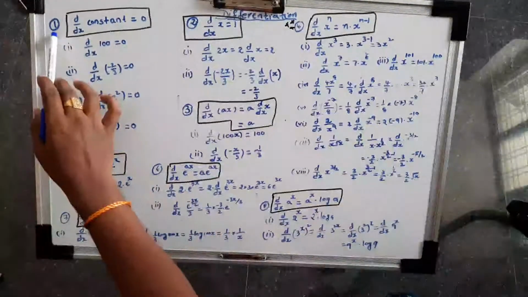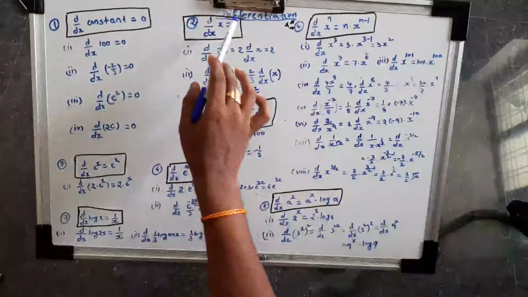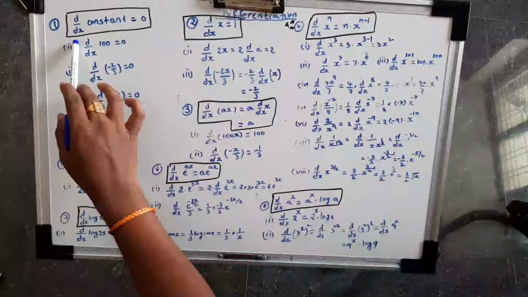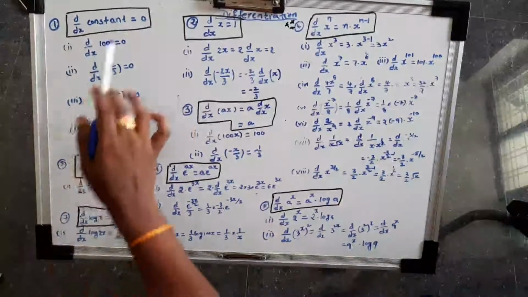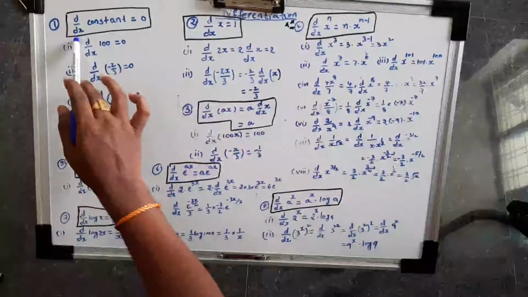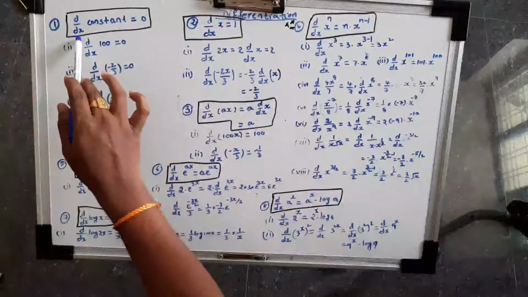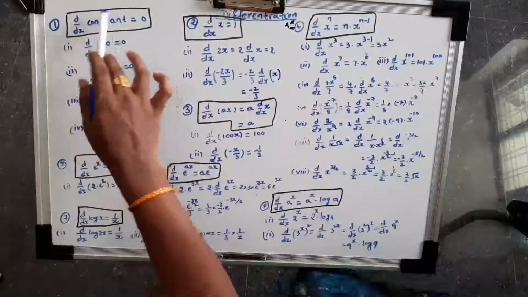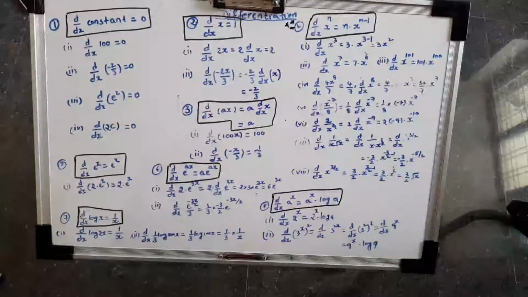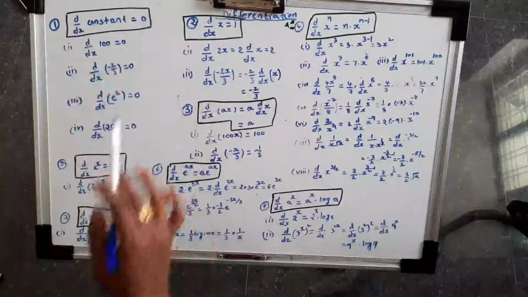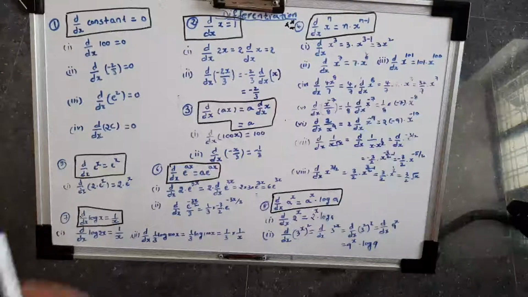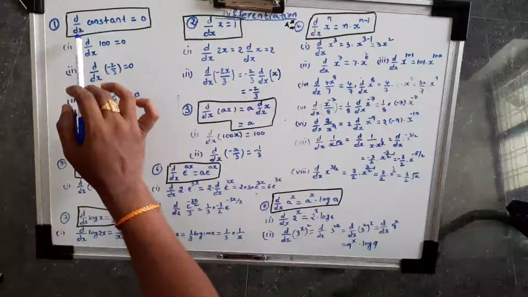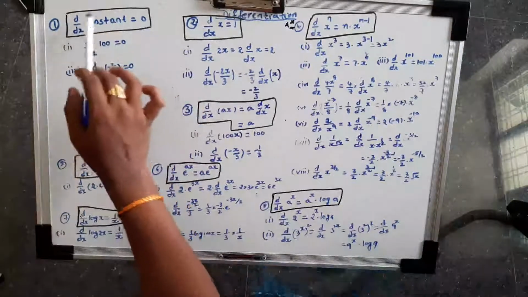So, first formula. Whenever we see d by dx, at that time we have to do the differentiation. Differentiation's other name is derivation. Whenever we see d by dx, we can say derivation. So the derivation of a constant is equal to 0, or the differentiation of a constant is equal to 0. You can say either of the two terms. So d by dx of a constant is 0, which means the derivation of a constant is 0.